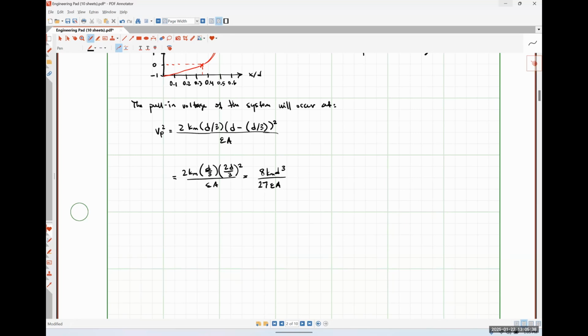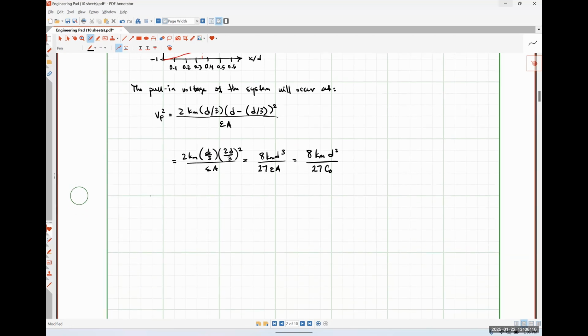So this is one form that you might see, but I think a slightly better form for this would actually be to put it in terms of our nominal capacitance of the system, which is just epsilon A over D, right? So if I pull out epsilon A over D, so I'm going to pull out one of the D's from the numerator, so that's going to look like 8 Km times D squared over 27 C naught. And then literally just taking the square root of both sides here gives me my pull-in voltage.